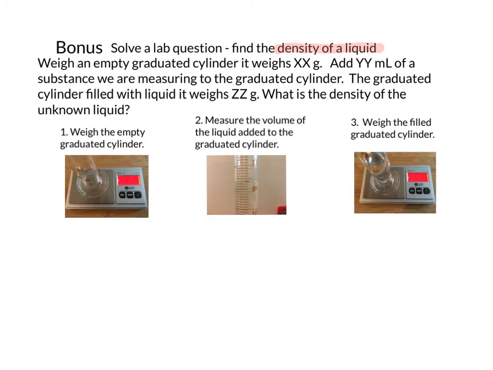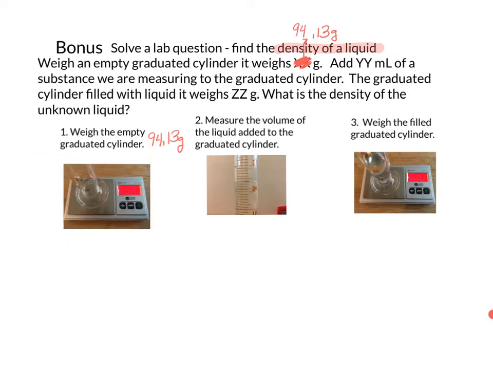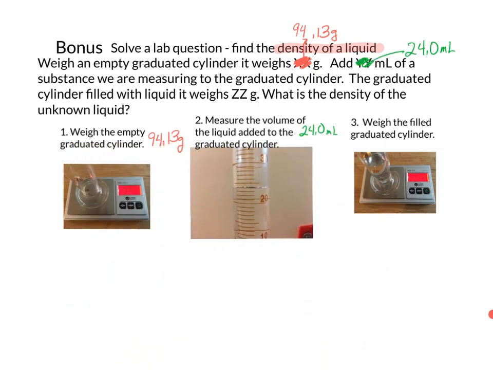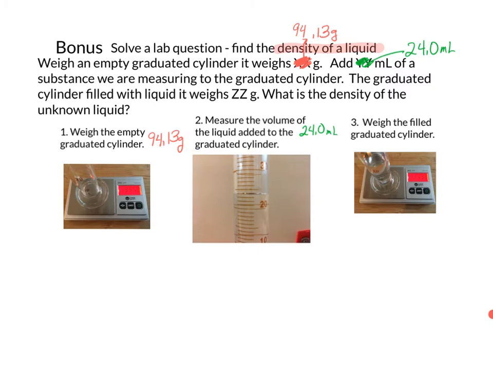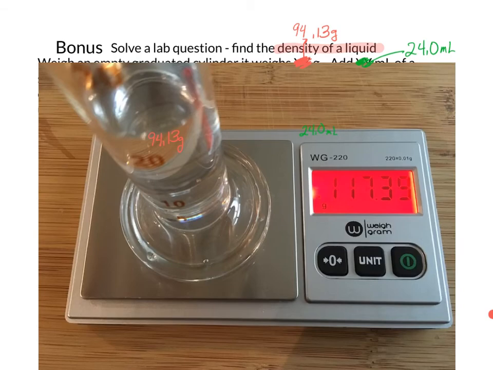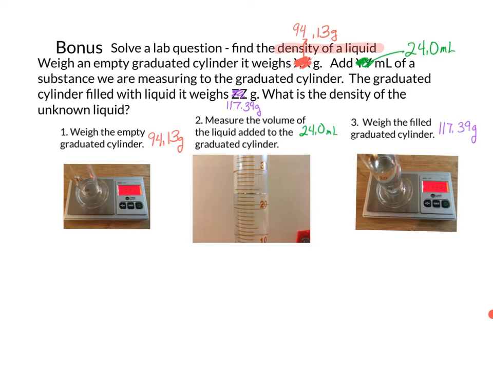Let's use our sample data. First, we'll look at the mass of the empty graduated cylinder. Here we see that it is 94.13 grams. Next, we'll measure the volume of the liquid that was added to the graduated cylinder, and we can see here that it is 24.0 milliliters. And finally, we'll weigh the filled graduated cylinder, and in this case we see that it is 117.39 grams.